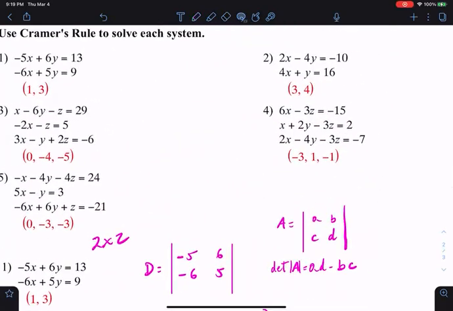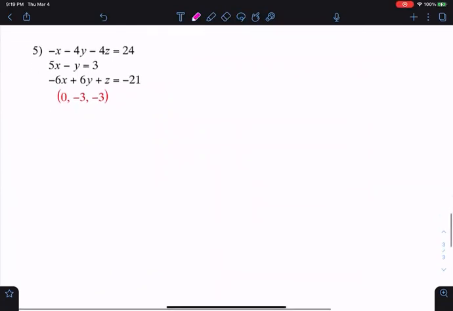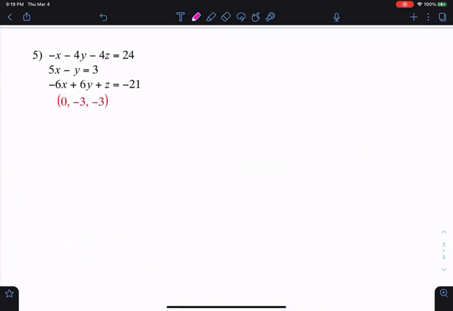Okay, so let's do the next one. Actually, I have it. Okay, so let's do this one instead. So here we need to find the values of x, y, and z using Cramer's rule. So again, I need to write the constants of my variables. So this is -1, -4, -4, 5, 0, actually 5, -1, 0, and then -6, 6, 1.